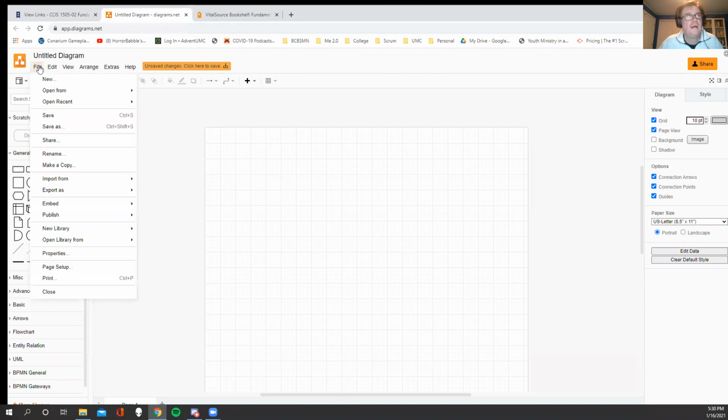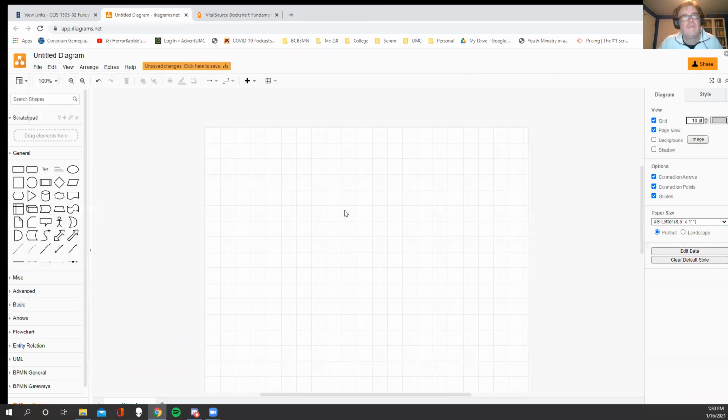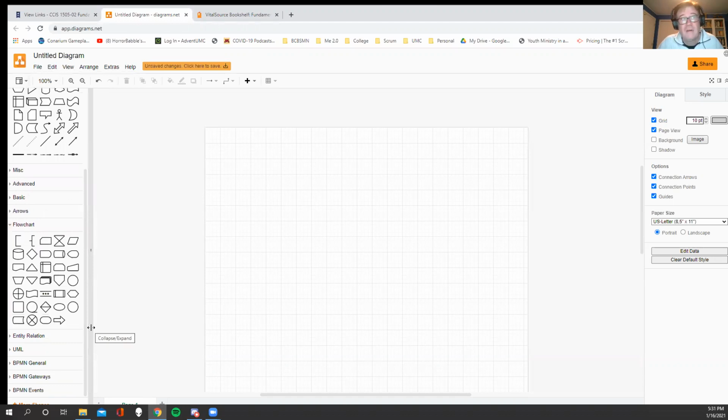It gives you the ability to save your stuff, and I'll show that off too. But anyway, there's an actual flowchart area. This is just your standard drawing stuff, but here's an actual flowchart area, and there are some symbols that are pretty universal. This one here, you'll notice when I hover over it, it says start.